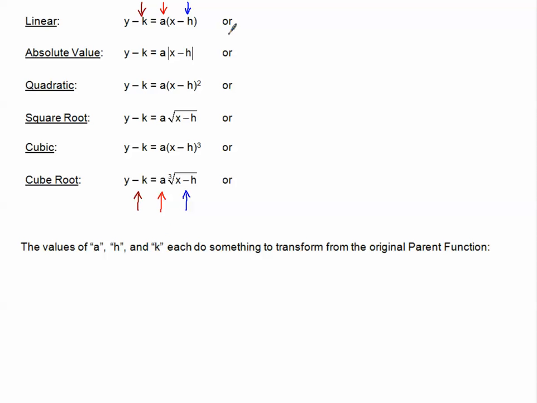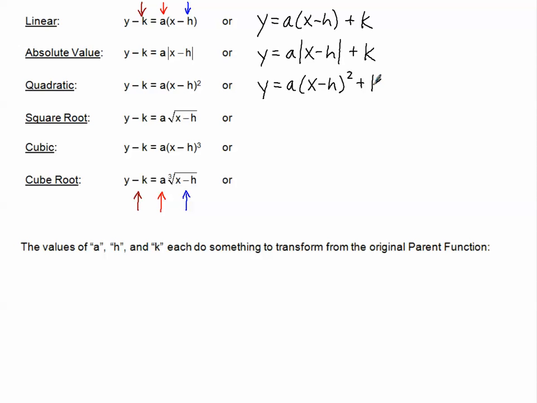Now I put ors over here because sometimes you'll see it in this AHK form, but sometimes people add the K to the other side. So this would be Y equals A times X minus H and then plus K. And this symbol, if we add the K, we would have A times absolute value of X minus H and then plus K. And then this one, if we add K, we'd have Y equals A times quantity X minus H squared plus K. So we can just add K to the other side of all 6 of these. This would be the square root of X minus H and then plus K. Add K over here, and we've got Y equals A times the quantity X minus H cubed plus K. And one last one, add the K here, and we have Y equals A times the cube root of X minus H plus K.